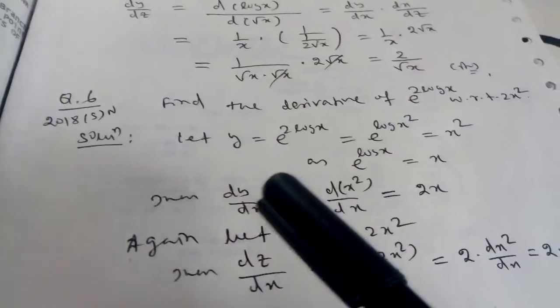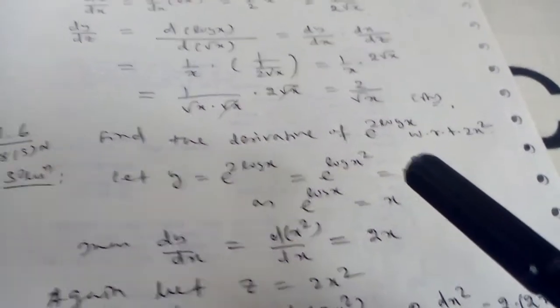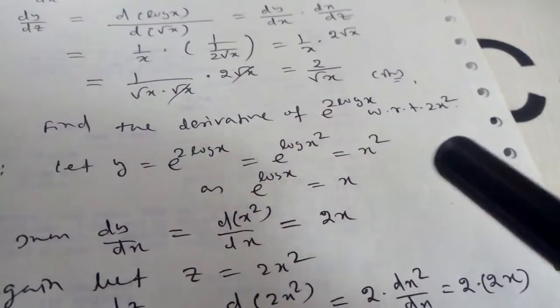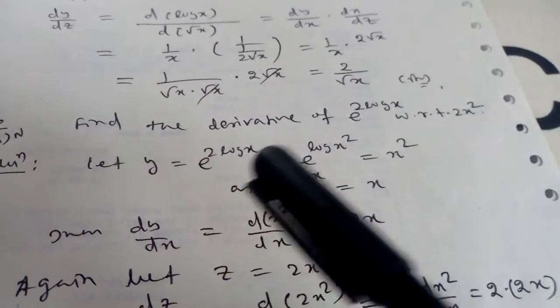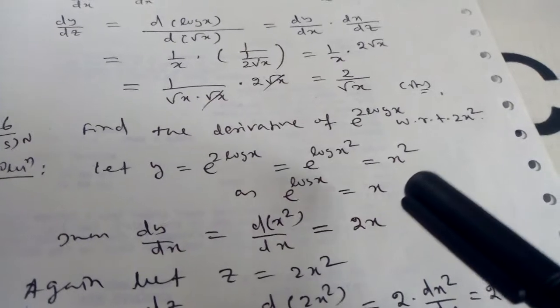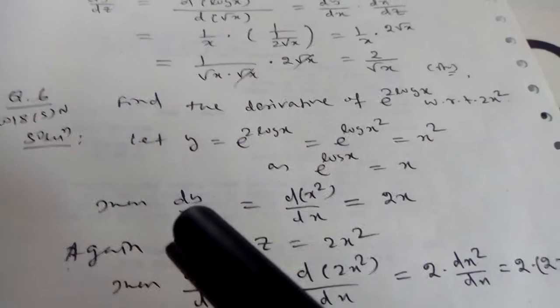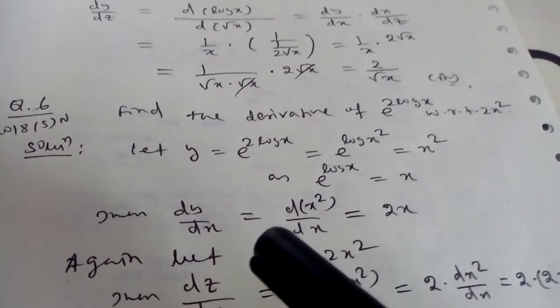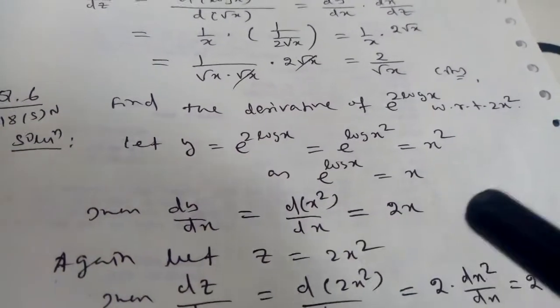Then question number 6, 2018 summer new, find the derivative of e to the power of 2 log x with respect to x square. Let solution is let y is equal to e to the power of 2 log x, which is equal to e to the power of log x square, is equal to x square, as e to the power of log x is equal to x. Then dy by dx is equal to derivative of x square with respect to x. So this is equal to 2x.